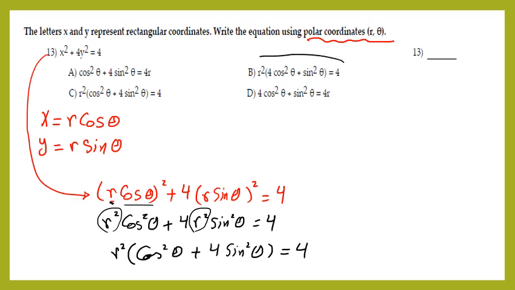So as we can see, the right answer is B. The right answer is B. Why is the right answer not C?